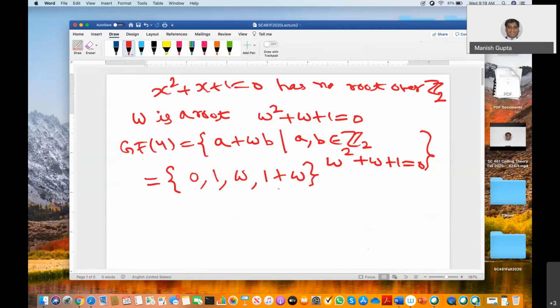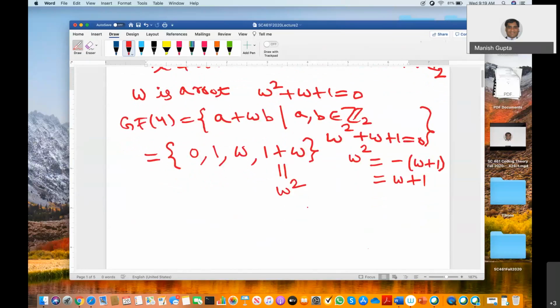Now see the interesting thing here. What is the value of 1 plus omega? From this equation, omega squared is nothing but minus omega minus 1, correct? Now, minus 1 is the same thing as plus 1 because 1 plus 1 is 0 in Z2, modulo 2. So this is nothing but omega plus 1. So omega plus 1 is nothing but omega square. So we have simplified: we have elements 0, 1, omega, omega square, where omega square plus omega plus 1 is equal to 0. That condition is always there.